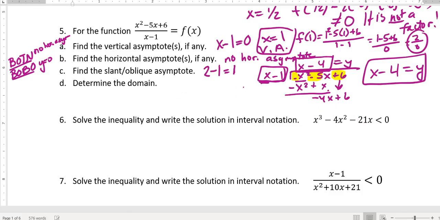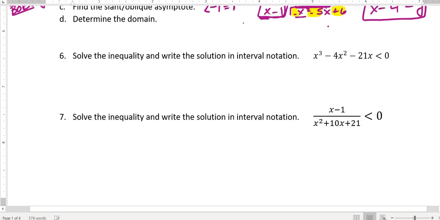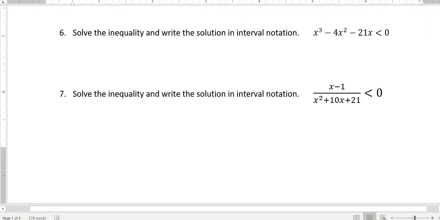Okay, clean this up. Next, solve the inequality and write the solution in interval notation. Okay, there's several ways you can do this. One is you can use your calculator to help you find those zeros. Okay, but you can do it the old-fashioned way and just try to factor it.